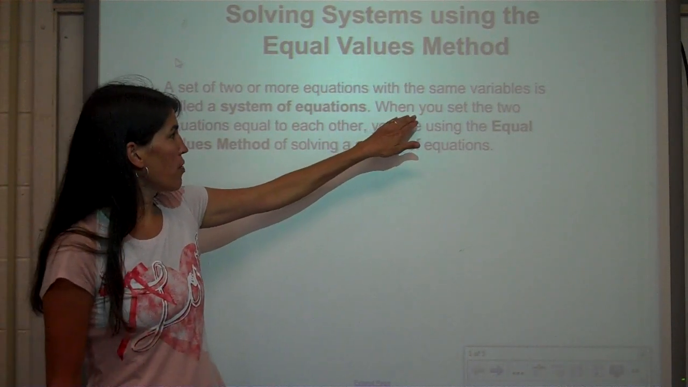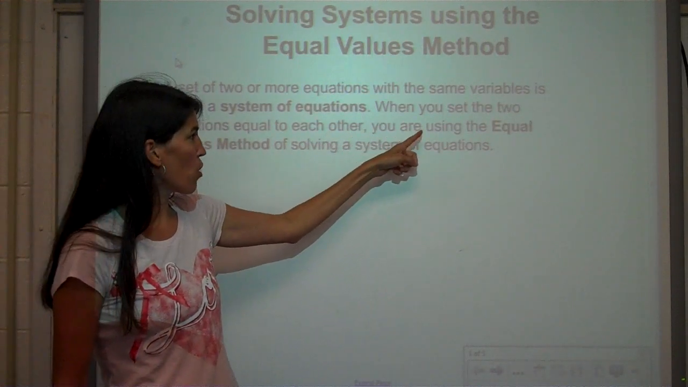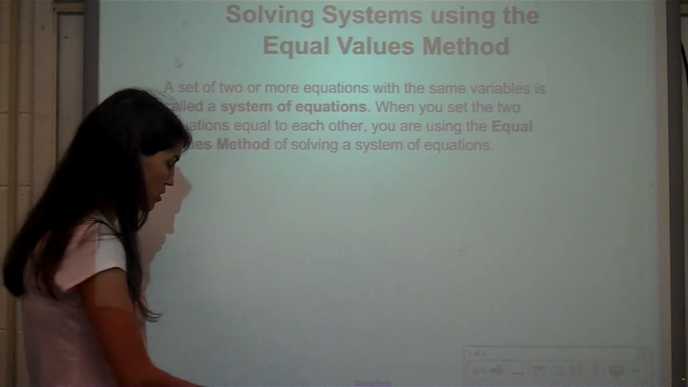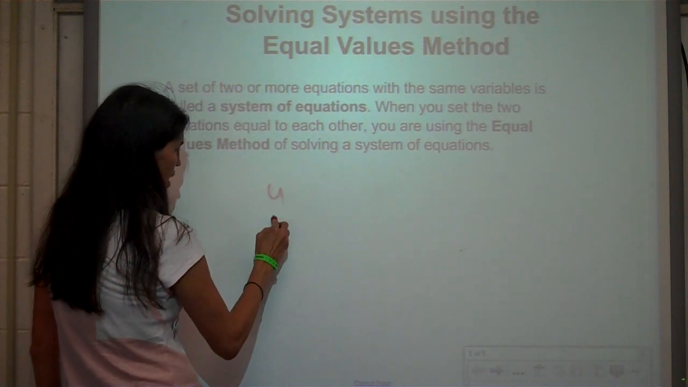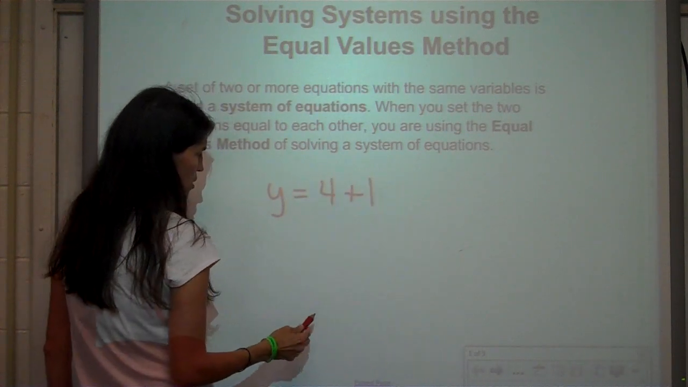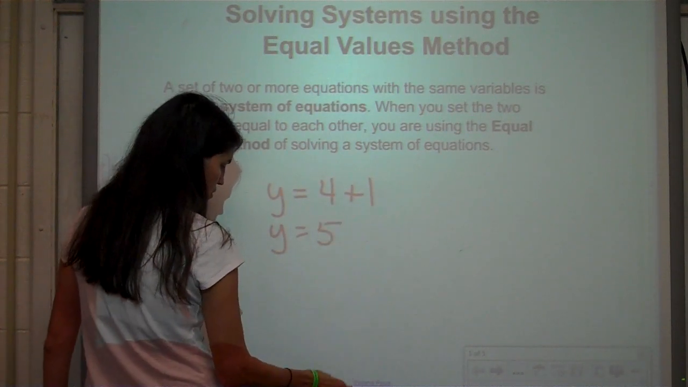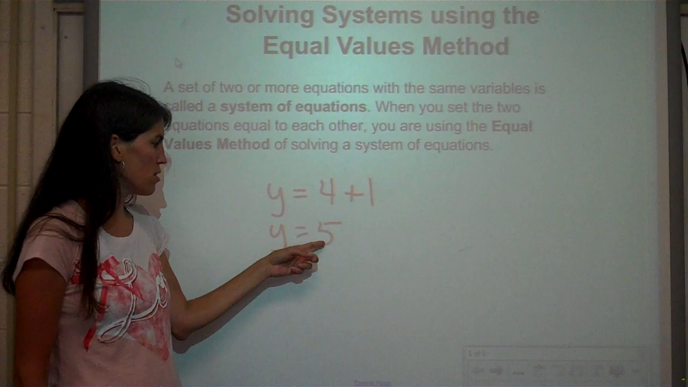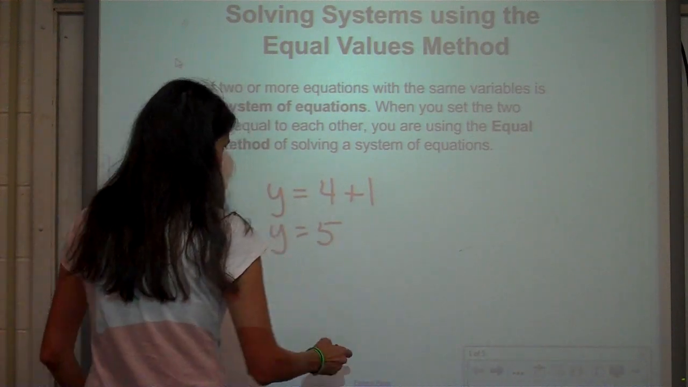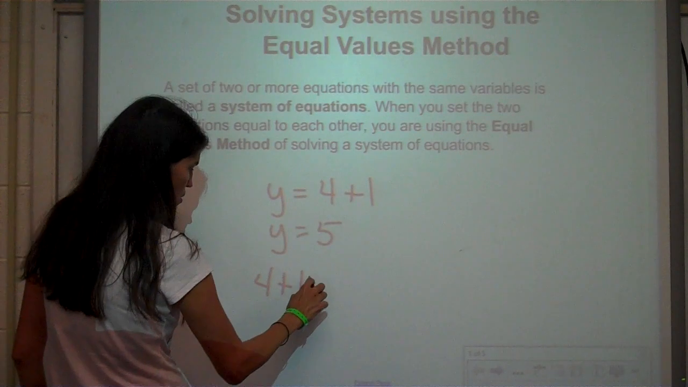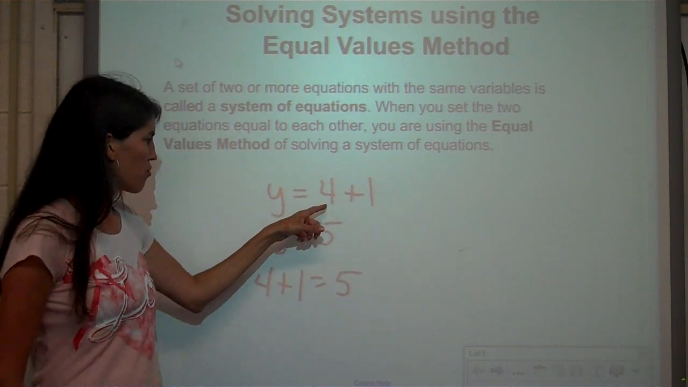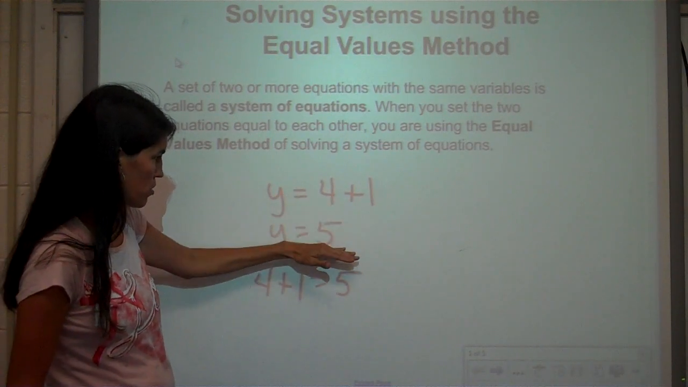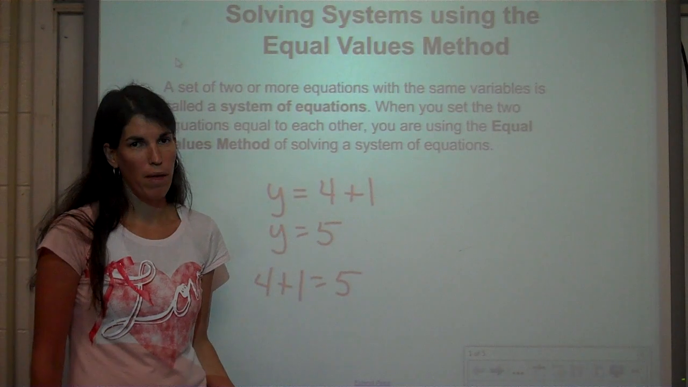So, when you set the two equations equal to each other, you are using the equal values method of solving a system of equations. For example, if you have y is equal to 4 plus 1 and y is equal to 5. If this is equal to y and this is equal to y, then doesn't that mean I can set them equal to each other? Because 4 plus 1 equals y, and 5 equals y, and if these are the same, then 4 plus 1 equals 5. And that's all the equal values method is.